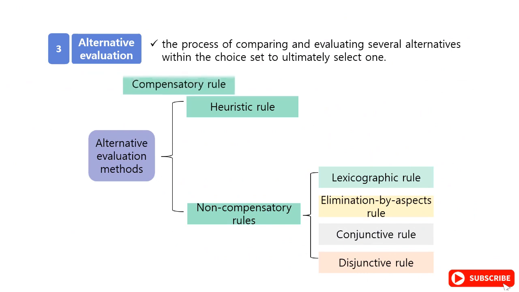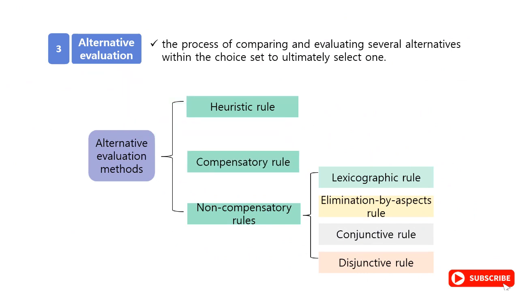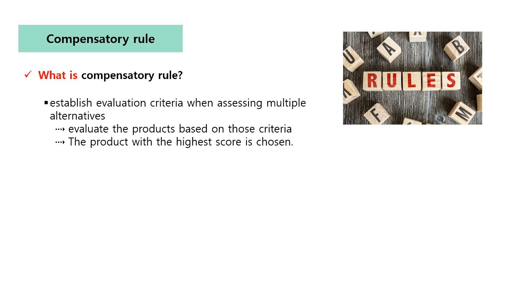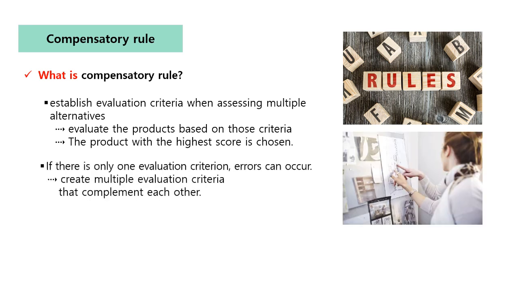Now, let's move on to the 2nd evaluation approach, which is the compensatory rule. The compensatory rule involves establishing evaluation criteria when assessing multiple alternatives, and then evaluating the products based on those criteria. The product with the highest score is chosen for purchase. If there is only one evaluation criterion, errors can occur. Therefore, the compensatory rule involves creating multiple evaluation criteria that complement each other.